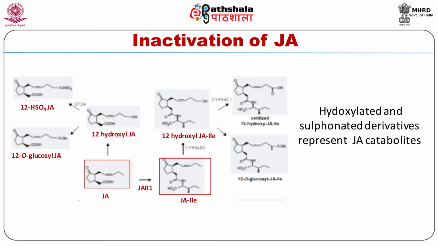Catabolism of jasmonates includes the conversion of jasmonic acid and jasmonic acid isoleucine to their respective 12-hydroxy derivatives, that is 12-OH-JA and 12-OH-JA isoleucine respectively. Cytochrome P450s are well known for hydroxylation of small molecules and inactivation of phytohormones. Two members, CYP94B3 and CYP94C1, are involved in two successive oxidation processes of JA isoleucine.